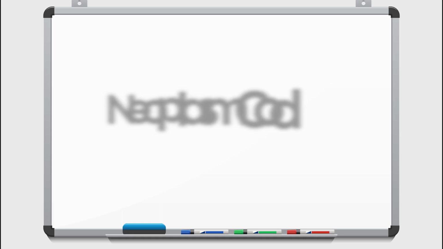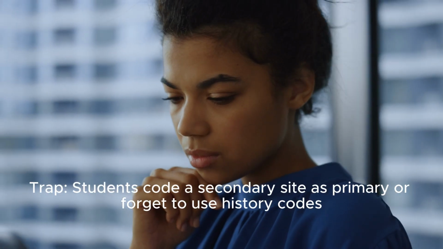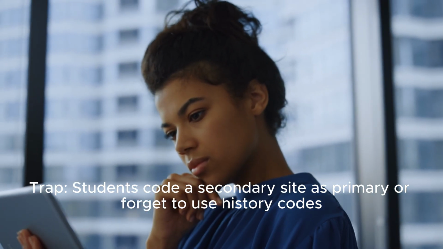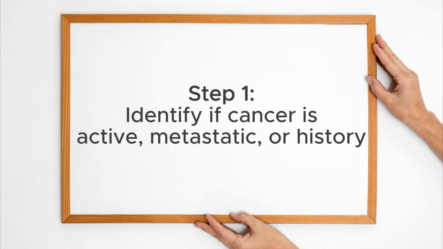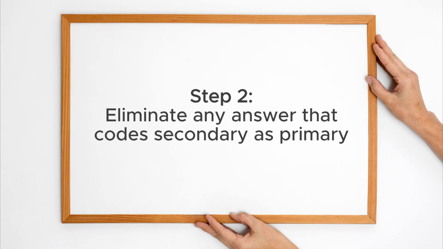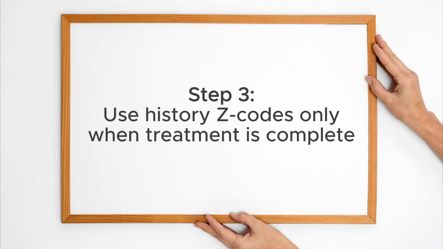Sixth, neoplasm coding. These questions test if you know whether a cancer is primary, secondary, or history only. Trap: students code a secondary site as primary, or forget to use history codes once treatment is complete. Hack. Step 1. Identify if cancer is active, metastatic, or history. Step 2. Eliminate any answer that codes secondary as primary. Step 3. Use history Z codes only when treatment is complete.